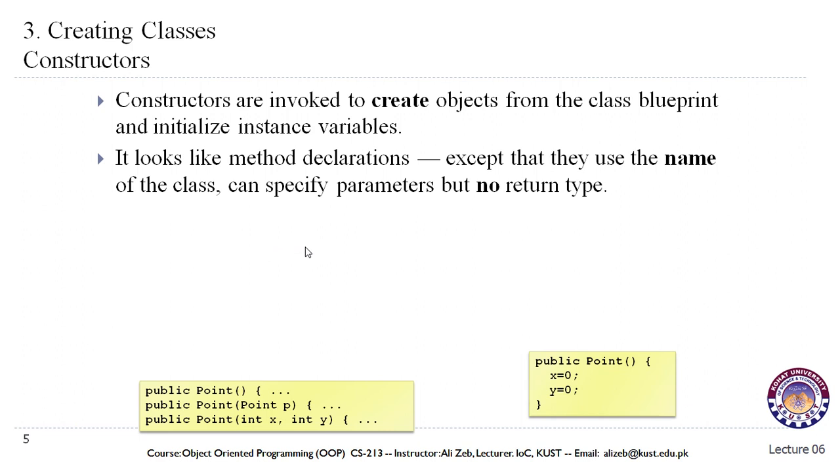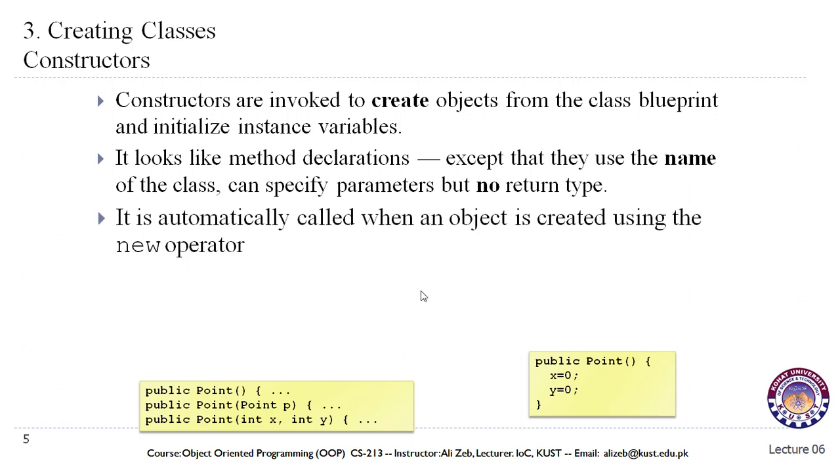It looks like a method declaration, except that it uses the name of the class and can specify parameters but no return type. So there is no return type for our constructors. We need to remember these two properties of the constructor: it will always be of the same name as our class name, and it does not have a return type. It can have parameters, but it does not have a return type, not even void.